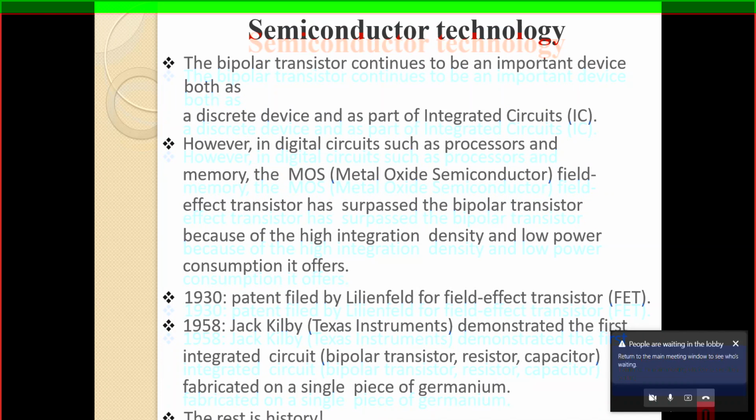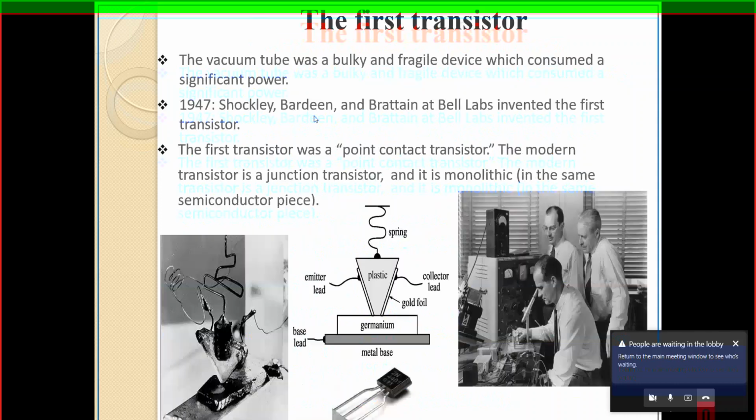Then, in today's semiconductor technology, the bipolar transistor continues to be an important device, both as a discrete device and as part of an integrated circuit. What is meant by a bipolar transistor? It is bipolar because there are three terminals: one is the emitter lead and another is the collector lead. That is why it is called the bipolar junction transistor.